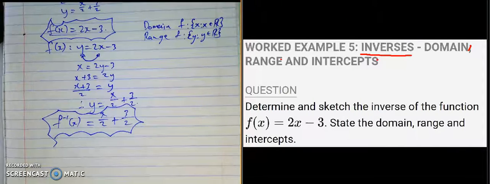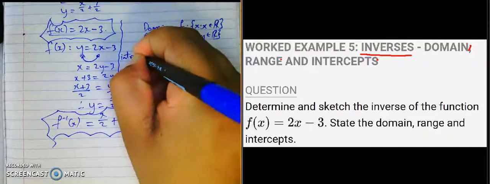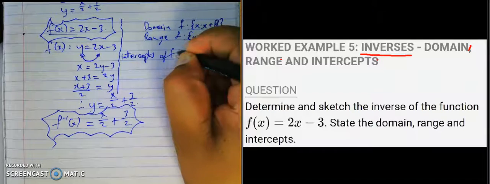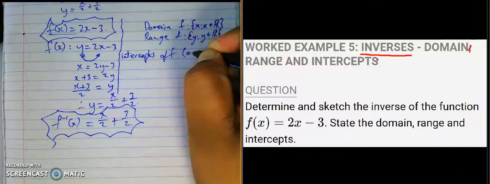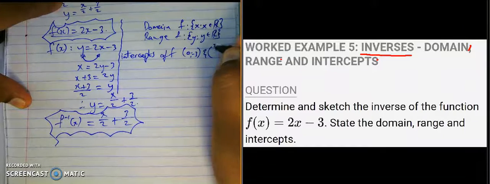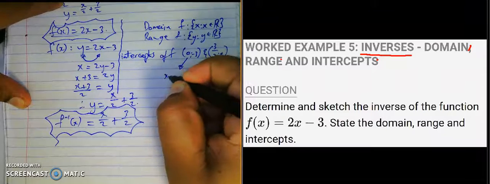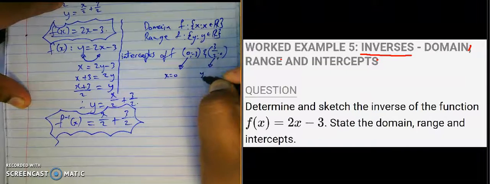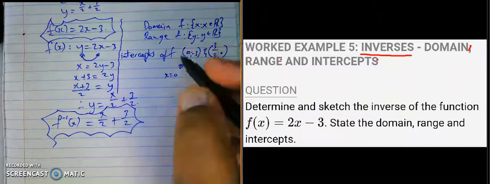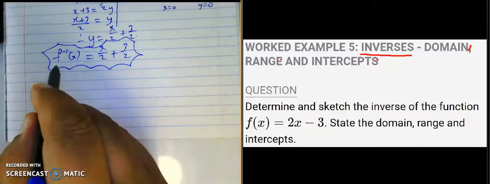Okay, and for my intercepts of f, I'm going to get (0, negative 3) and (3 over 2, 0). How do I get that, learners? For this, I make x equal to 0, and for this, I make y equal to 0. Right? I think that's clear, learners. Okay? And now this is for that function. Right? Now we need to find our domain and our range for the inverse of that function.